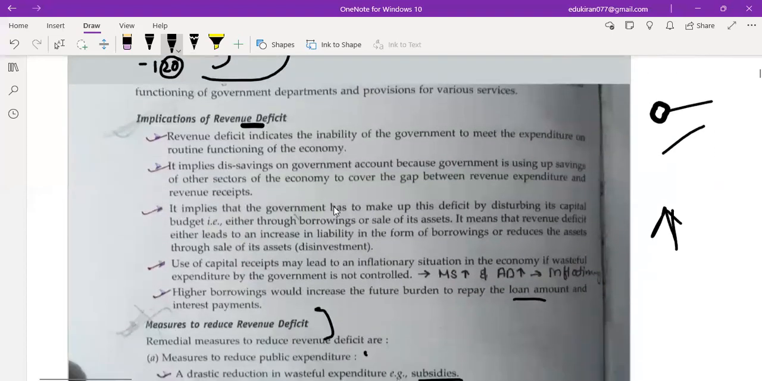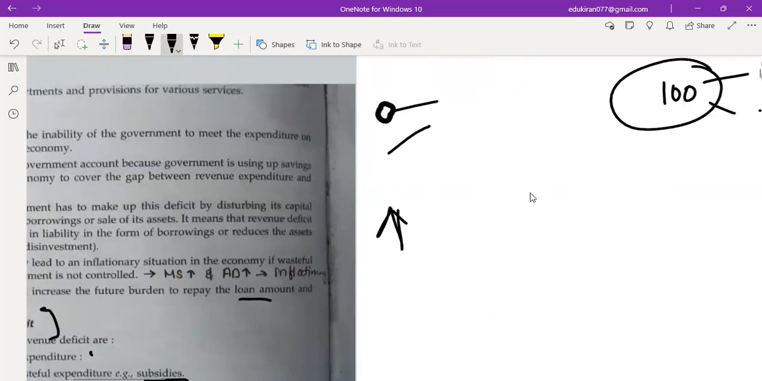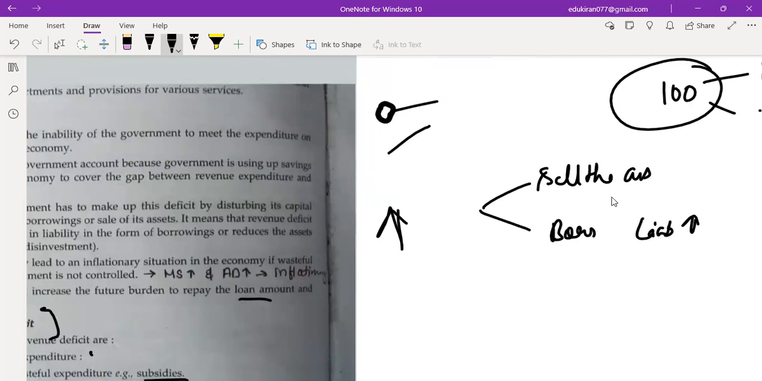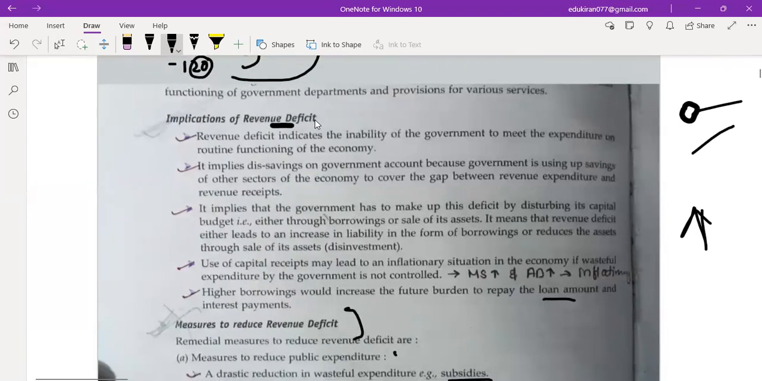Then next, it implies that the government has to make up this deficit through its capital budget, either through borrowing or sale of its assets. So the revenue deficit either leads to an increase in liability in the form of borrowing, or reduces the assets. To meet the deficit, the government will sell the assets or borrow. If they borrow, liability will increase, and if they sell something, their assets will decrease. So automatically, due to revenue deficit, it is going to affect the liability as well as the assets of the government.